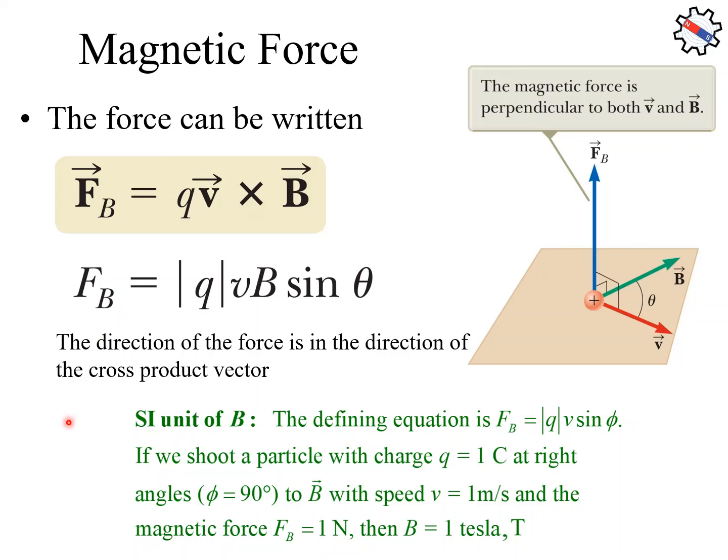We can define a unit for magnetic field. 1 coulomb charge going at 1 meter a second, and where we measure a force of 1 Newton acting on that charge, that means there's a magnetic field present of 1 Tesla. And that's how we can define magnetic field.